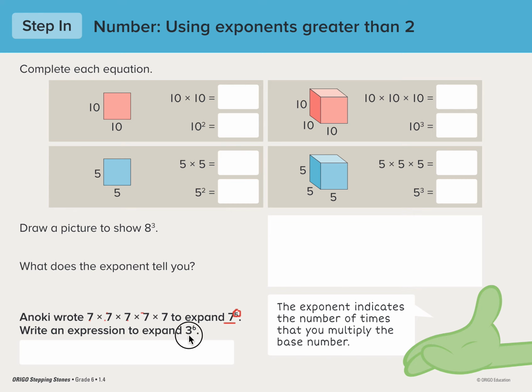So how many times do I need to multiply my base number of 3? 6. 1, 2, that's a time sign, 3, 4, 5, 6.